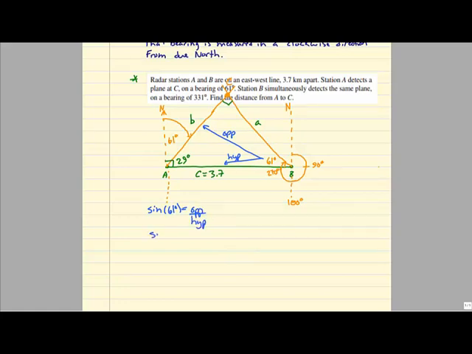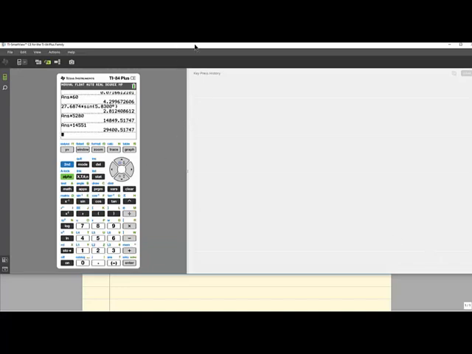So here I have the sine of 61 degrees. Opposite side is my unknown side. Hypotenuse is 3.7. Now if I want to solve for B, I'd multiply both sides through by 3.7. And these would cancel. And I'd get B equals 3.7 times the sine of 61 degrees. Now I don't want to round anything until I get to the very end here. So let's go ahead and pop in that calculator.